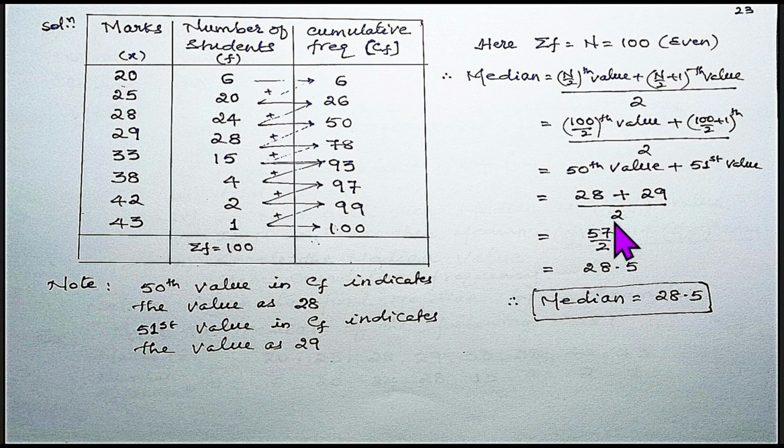So 28 plus 29 divided by 2 is 57 by 2, and the median is 28.5. So this is how we find the median. Please remember how to find the cumulative frequency, and you have to make a cumulative frequency column, CF. It is necessary because we have to locate the values, that is the marks, such as the 50th value. Whatever values are required, that requires cumulative frequency.